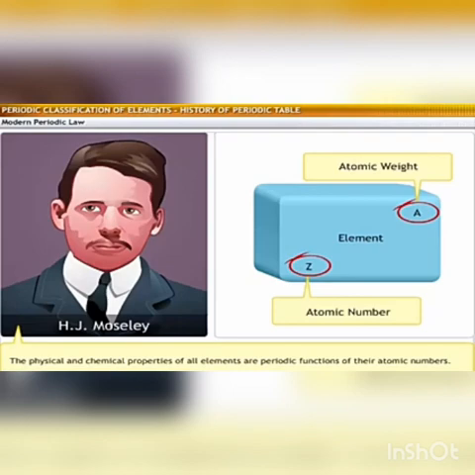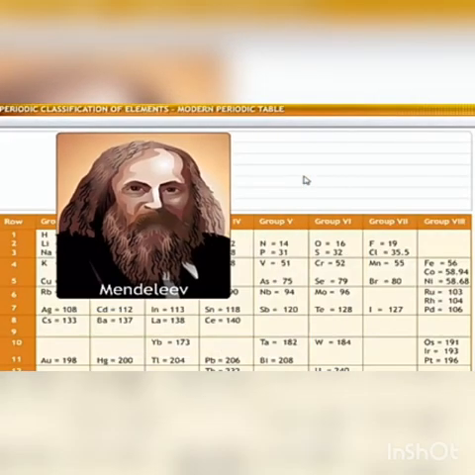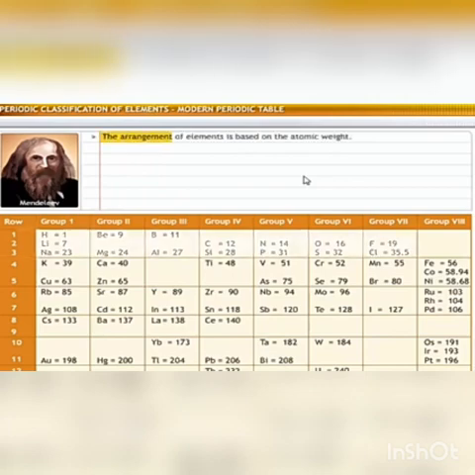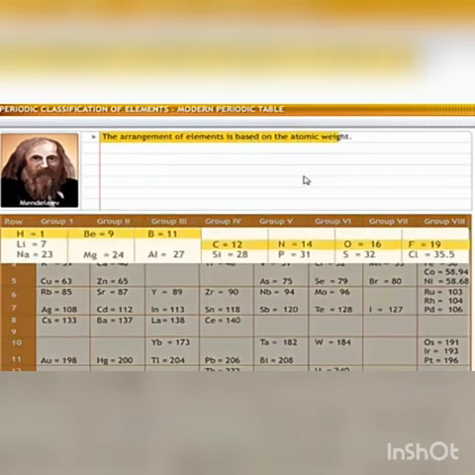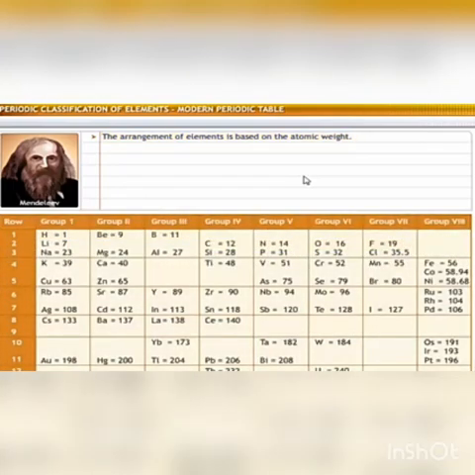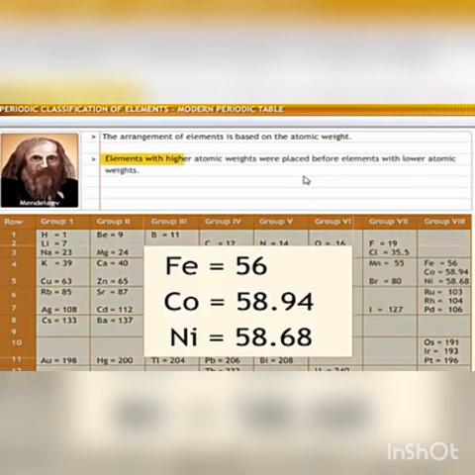The modern periodic law has become the universally accepted form of classification of elements, as it does not suffer from the demerits of Mendeleev's periodic table. It was intended to illustrate the arrangement of elements using atomic weight as the basis of classification. However, this arrangement showed some anomalies, like elements with higher atomic weights were placed before elements with lower atomic weights.